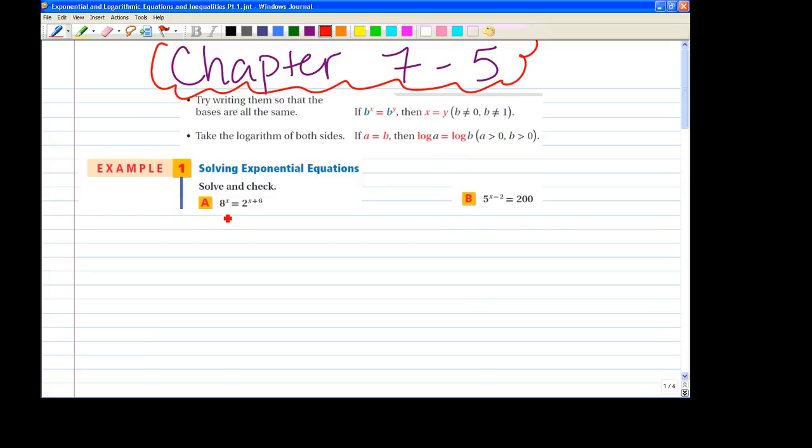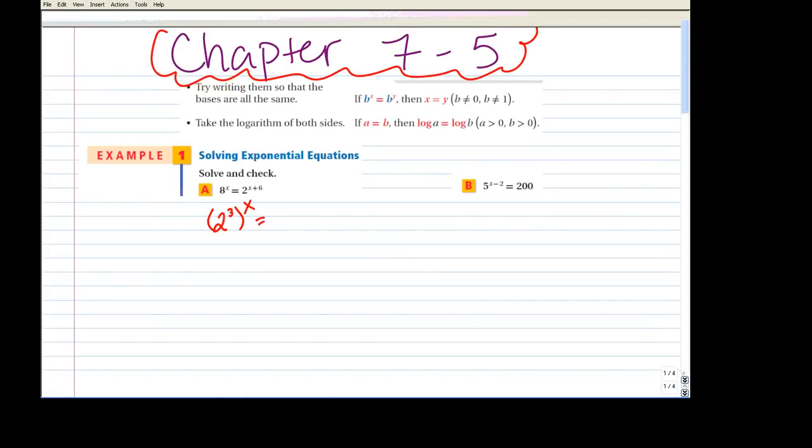Okay, so in example 1, I have 8 to the x equals 2 to the x plus 6. Well, right now I don't have something that looks like b to the x equals b to the y because my bases are not the same. However, this 8 I can change into something that has a base of 2 because 8 is the same thing as 2 cubed. So instead of having that 8 to the x, I'm going to have 2 cubed to the x.